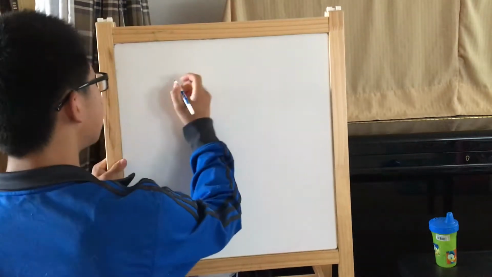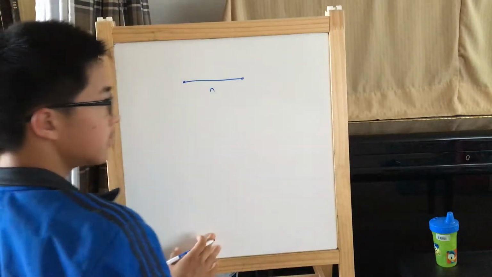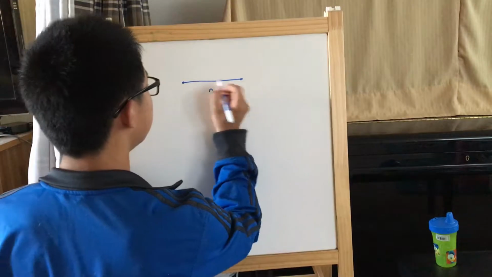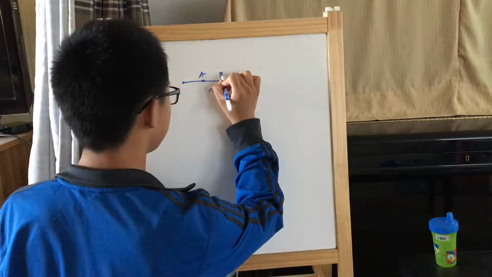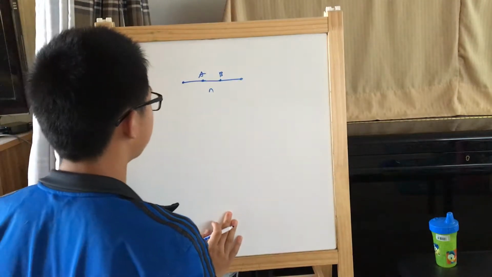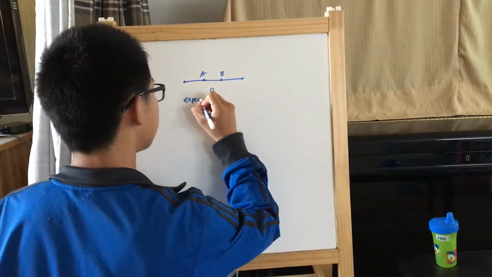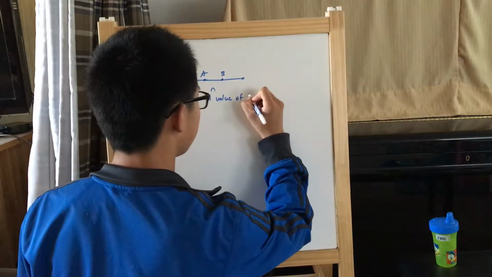So, suppose we had a line segment of length n. Two points are chosen on this line segment independently at random. Let's call these points A and B. So the question is, what is the expected value of AB?